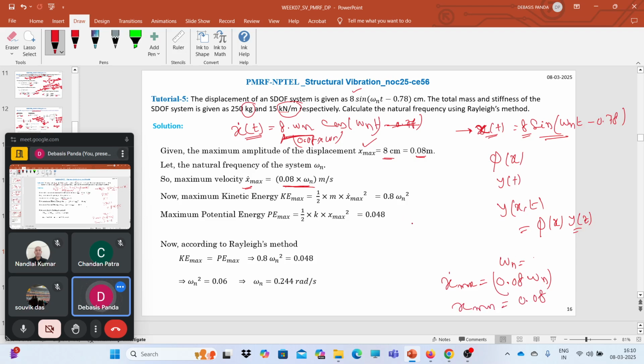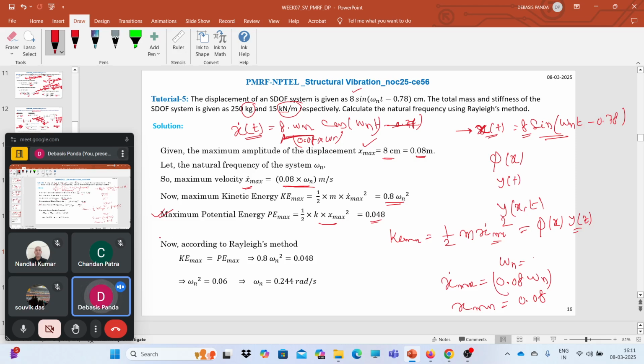Now I can easily calculate what is my maximum kinetic energy, K max. I know half m into x dot max square. So x dot max I know, 0.08 into omega n square. So we'll be left with this equation, 0.8 omega n square. Now what will be the maximum value of potential energy? Potential energy is nothing but half into k into x max square. X max is nothing but 0.08. So we'll be left with this.